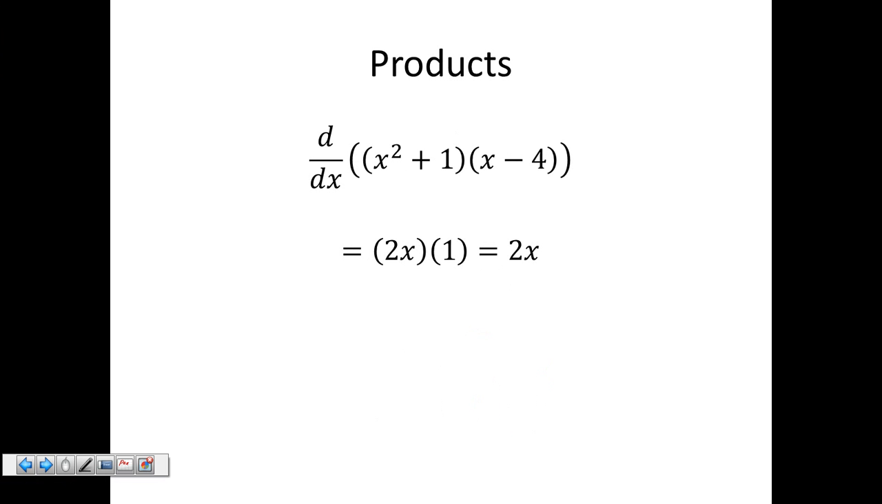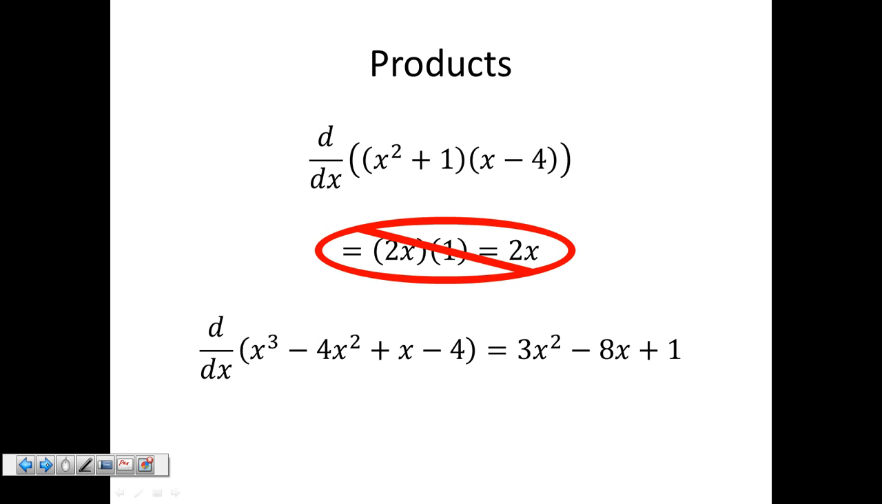Okay, let's take a look at how to do a product. Now, we do not just take the derivative of these two polynomials separately and multiply them together. This is not what we do. We don't say the derivative of x squared plus 1 is 2x, the derivative of x minus 4 is 1, and multiply those together. Instead, what we're going to do is FOIL these two polynomials together, and then take the derivative.